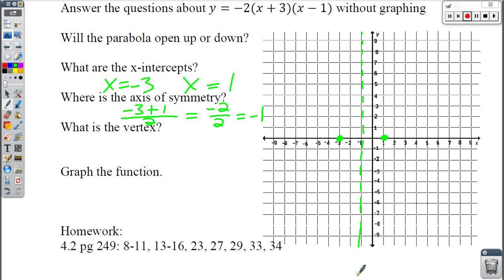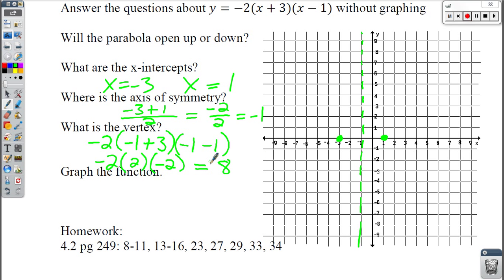Where's the vertex? Well, remember the vertex is on that axis of symmetry. So if we want to find where the vertex is, we can just plug in the x value that we found from the axis of symmetry, which is -1. So let's plug that in. So we get -2 times the -1 plus 3, and -1 minus 1. -1 plus 3 is 2, -1 minus 1 is -2. So we get -2 times 2 times -2. That's going to be +8. So the vertex is at the coordinate point -1, 8. So we plugged in -1 for x, and we got 8. And you can see then, of course, this lies on that axis of symmetry.